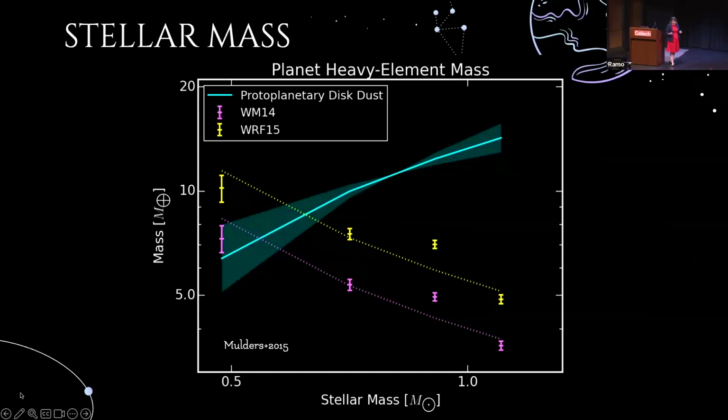Part of the reason it seems counterintuitive is because of that very first bullet point I talked about on that first slide. The more material you have available in your protoplanetary disk, the more planets, or the bigger planets you might be able to make. So this is a plot from Mulders, 2015. As a function of the stellar mass, the blue shaded region is an estimate of the heavy material that's available in the protoplanetary disk. The idea being that the bigger the star you have, the more heavy material you have in the disk.